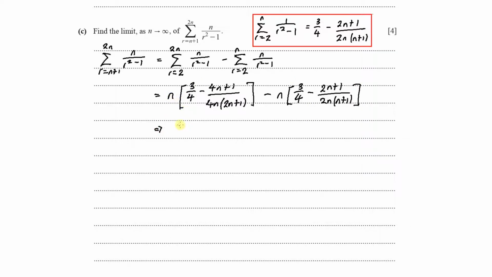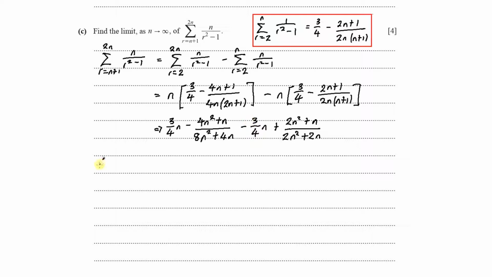So multiplying by n, we have 3/4 of n minus, here we'll be having 4n squared plus n over, and at the bottom here, what I'm going to do is I'll expand the brackets. So we'll be having 8n squared plus 4n, and that's minus, here we'll be having 3/4 of n, and that's plus, multiplying by n, again we have 2n squared plus n over, expanding the brackets at the bottom here, we'll be having 2n squared plus 2n. Now 3/4 of n minus 3/4 of n gives us 0.